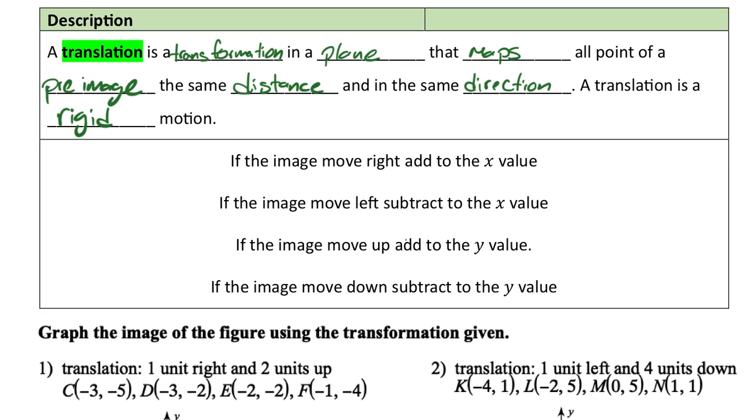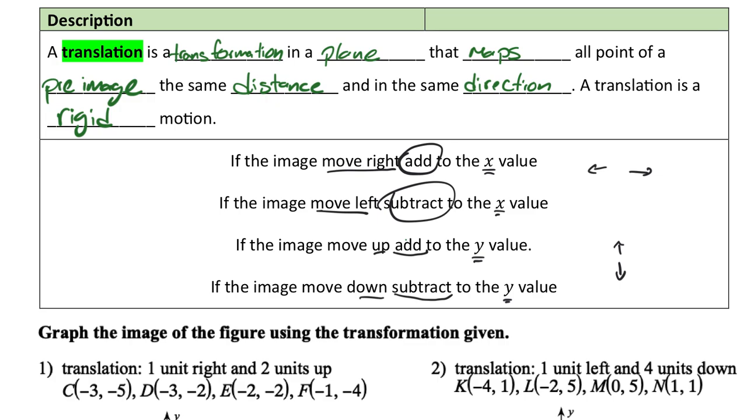A few things are important here. If the image moves right or left, that's going to be a horizontal shift or translation. So that means that we're working with the X value. If it moves right, we're going to add to the X value. If it moves left, we're going to subtract from the X value. And if it moves up and down, it's going to be a vertical translation, so we're working with the Y value. If it moves up, we're going to add, and if it moves down, we're going to subtract from the Y value.